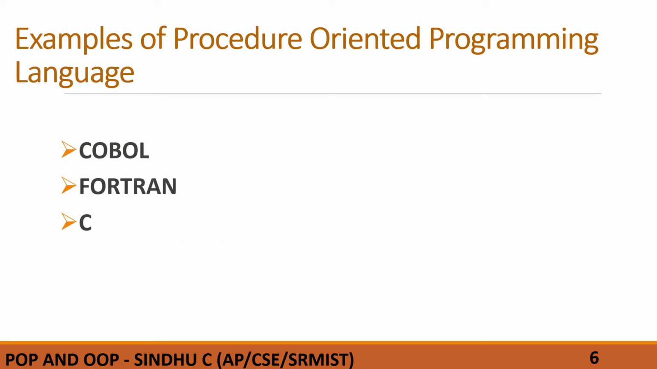There are a few examples here, examples of procedure-oriented programming languages. The commonly used programming language is C. We also have COBOL and Fortran.